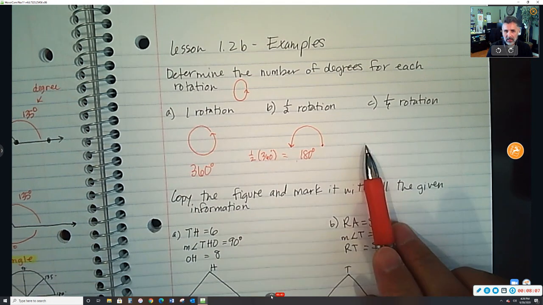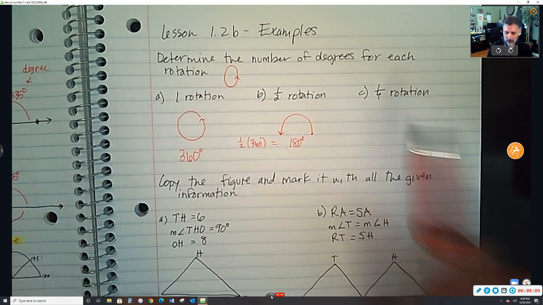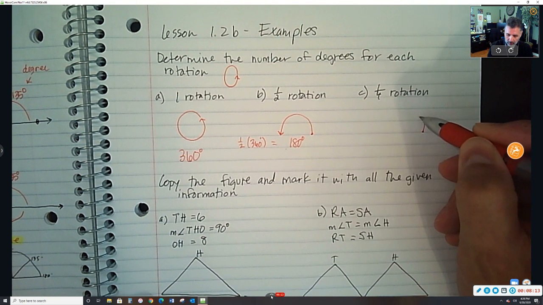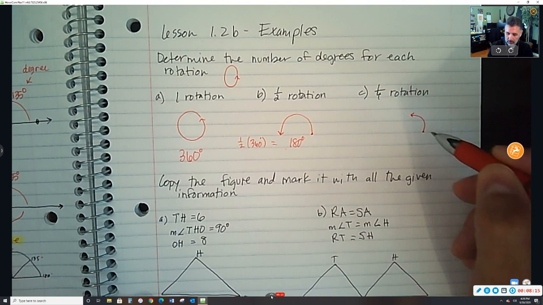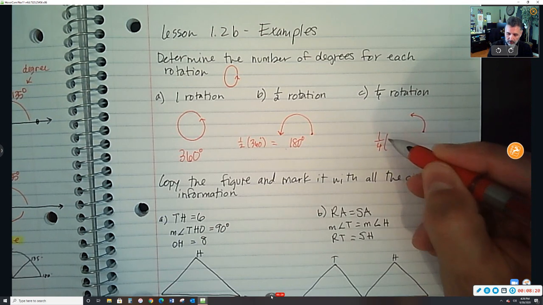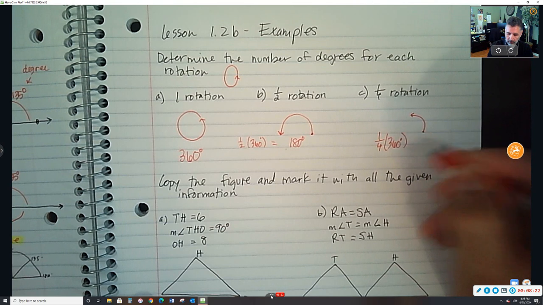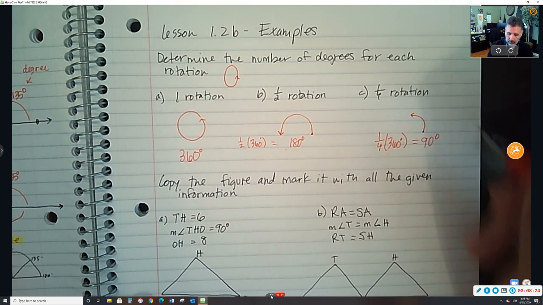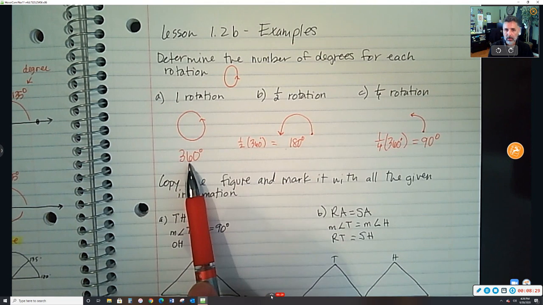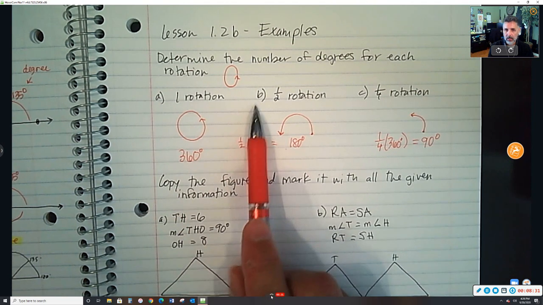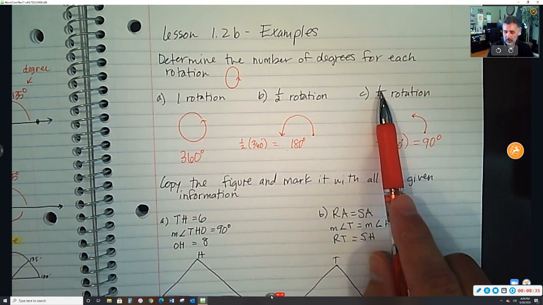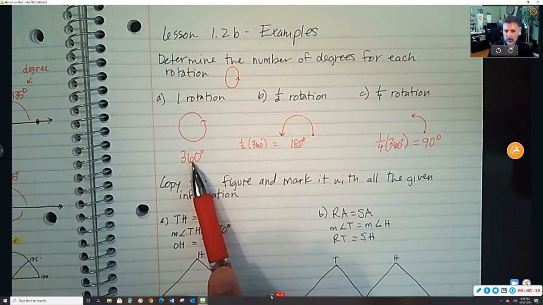And then a fourth rotation. Well, a fourth rotation would look like this, from here to here, right? And then 1/4 of 360 is 90 degrees. And then, you know, you could figure out 2 rotations. Well, you would multiply that by 2. You could figure out 3 rotations, or any fractional rotation, right? You would just take whatever the fraction is and multiply by 360.